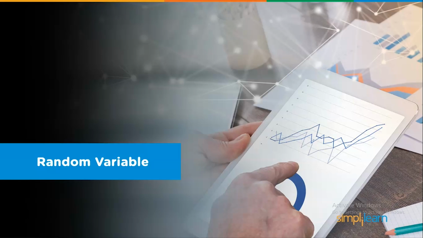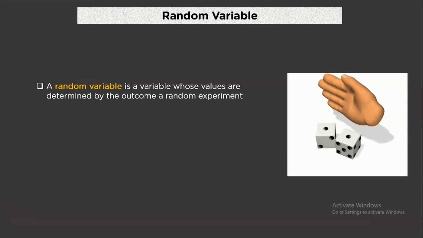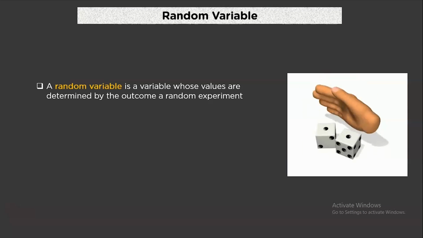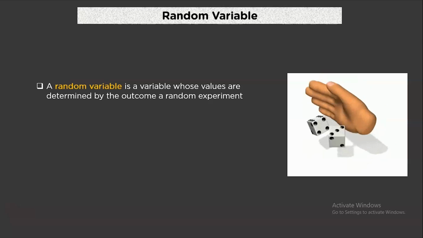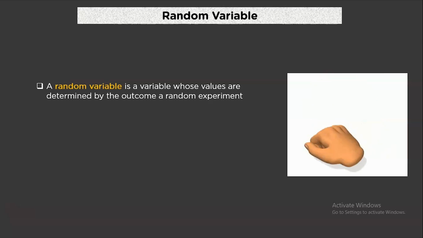Now let's discuss what is a random variable. A random variable is a numerical description of the outcome of a statistical experiment. A random variable that may assume only a finite number of values is said to be discrete. One that may assume any value in some interval on the real number line is said to be continuous.